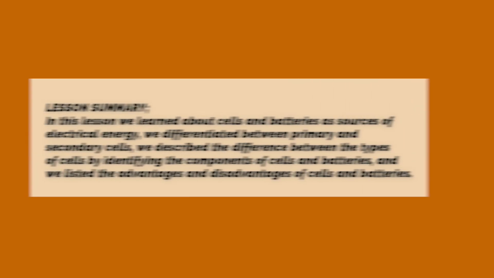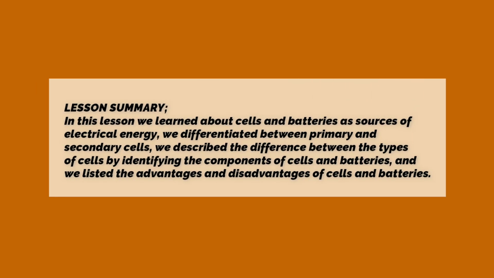Viewers, now that we have come to the end of our program, let's recap on what we have learned. In this lesson, we learned about cells and batteries as sources of electrical energy. We differentiated between primary and secondary cells. We described the difference between types of cells by identifying the components of cells and batteries. And we listed the advantages and disadvantages of cells and batteries.